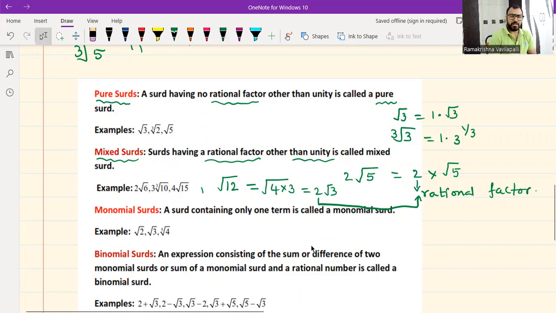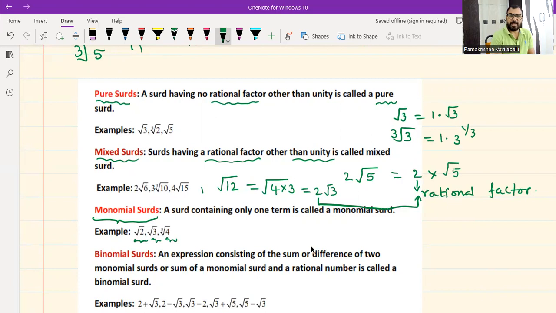Now, what are the monomial surds? A surd containing only one term is called a monomial surd. So here you see only one term is there. So these are the monomial surds.